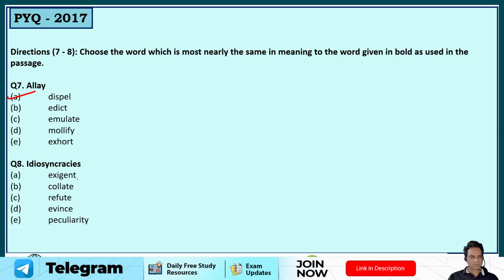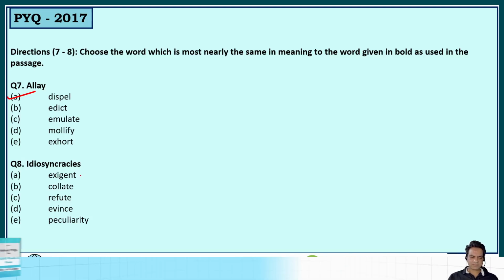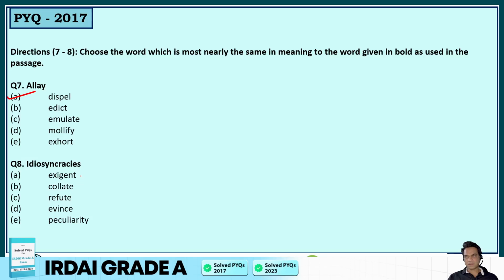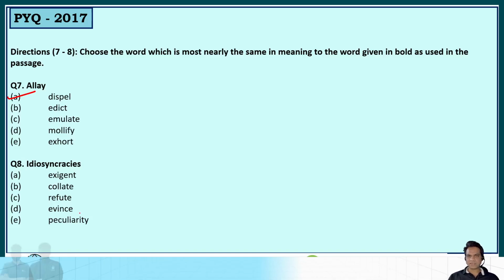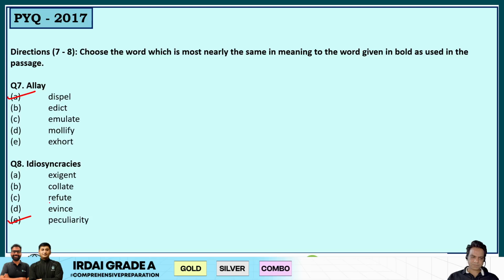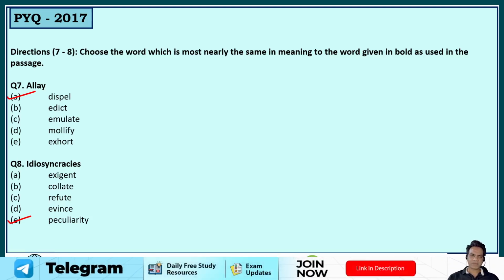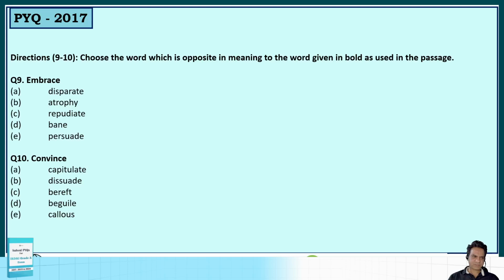Idiosyncrasies, I told you, peculiarities. Exigent is, you know, urgent. Collate is to put together. Refute is to refuse. Evince is basically to win over. But peculiarities are specific, particular habits, peculiar habits, very particular habits. So idiosyncrasies, they are particular peculiarities. So option E is the correct choice.